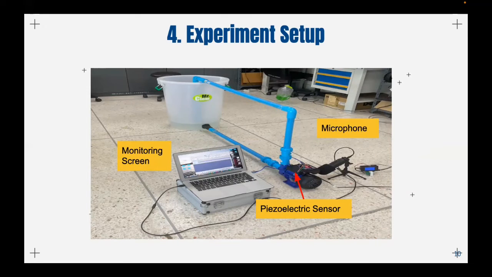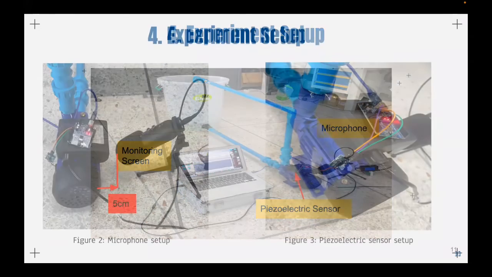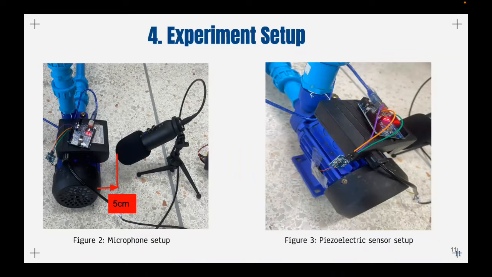Let's move on to our experiment setup. Our experiment setup is a closed-loop water system, as shown in this figure. There were 2 sensors used in this experiment, which are a microphone sensor and a vibration piezoelectric sensor. For the sensor setup, we arranged a microphone 5 centimeters from the pump. The microphone used to classify the fault is the Fantech Leviosa MCX01, a condenser microphone with a cardioid polar pattern.